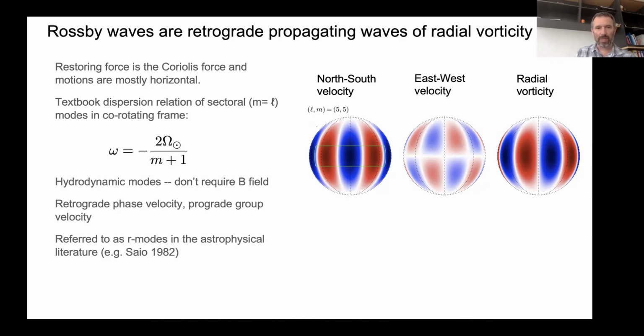The dispersion relation of these guys is over here. It depends only on the rotation rate of the sun and on M. This is for the assumption of sectoral modes. They're hydrodynamic. They don't require a magnetic field. The phase velocity, you can see from here right away, is negative, so retrograde, but the group velocity is prograde. And you may have seen them before in the astrophysical literature. They get called R modes. And here's one example.